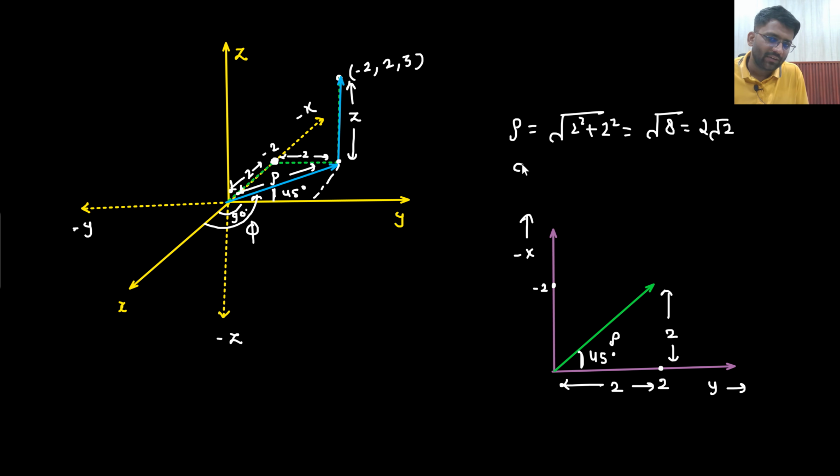So what will be your phi? Phi will be your 90 plus 45, that means 135 degree. So what will your friend say? Your friend will give you the coordinate of this P point. Let's just say this point is P.